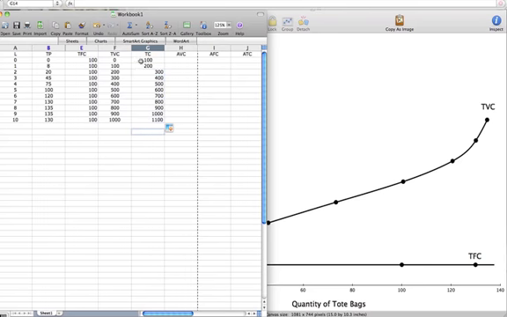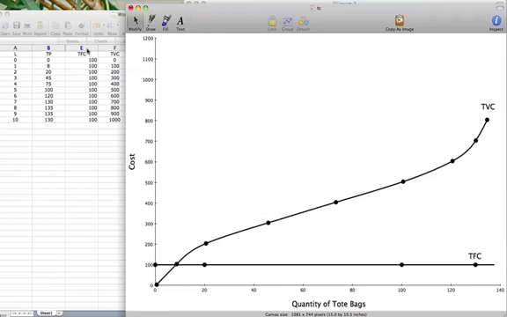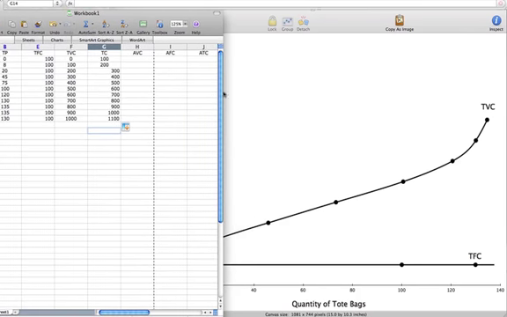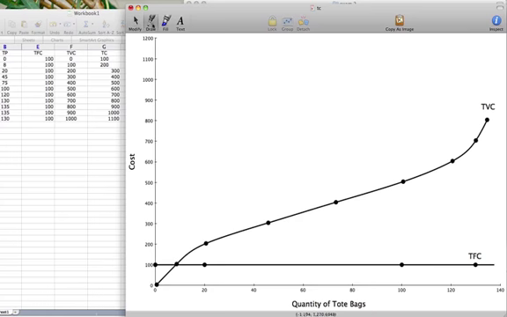You can see that total cost is increasing the more we produce. We can plot these points on the same graph where we plotted total variable cost and total fixed cost. We start by putting a dot at $100 when 0 tote bags were produced. When 8 tote bags are produced, the cost was $200.